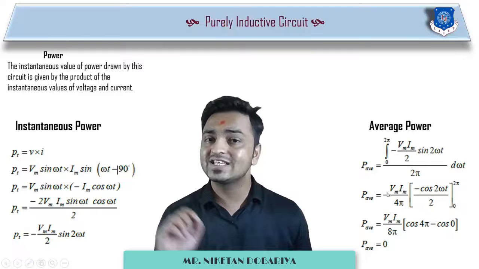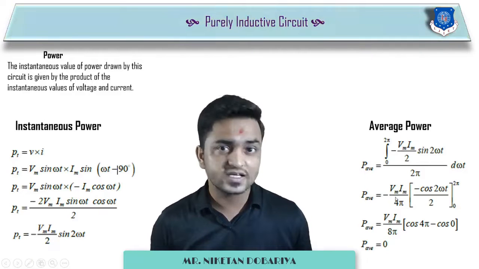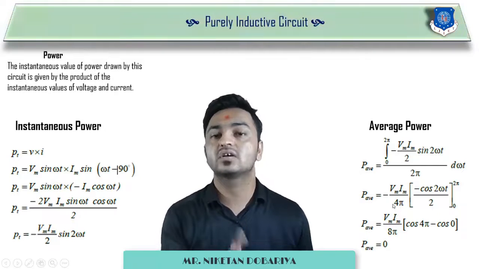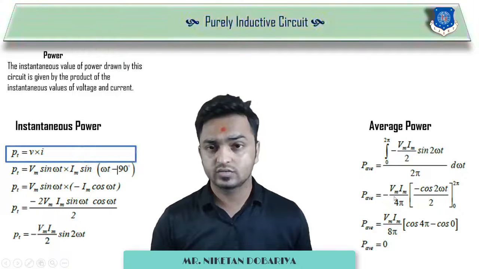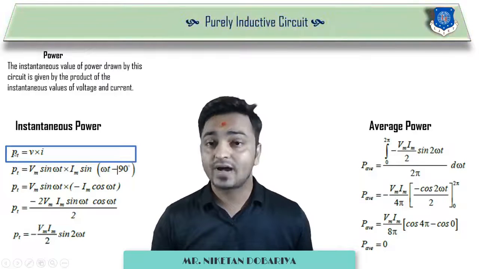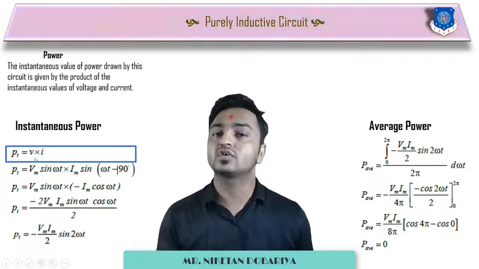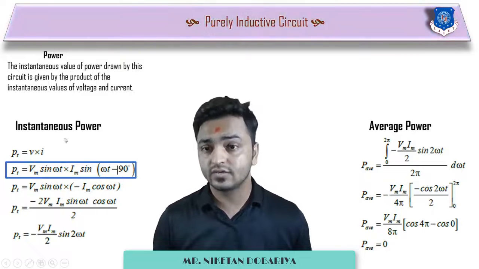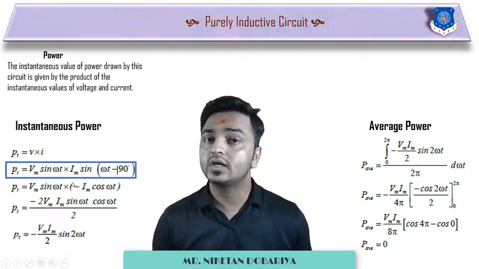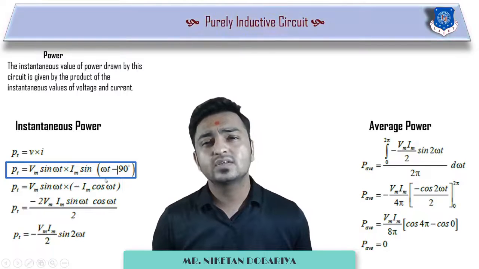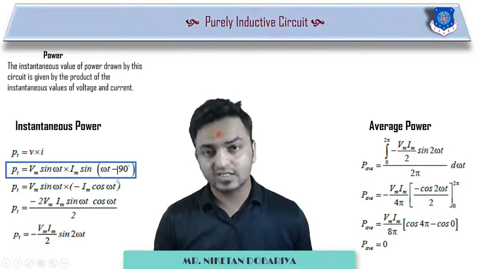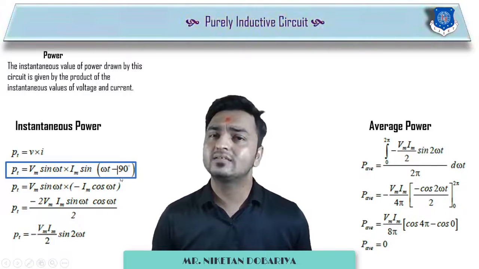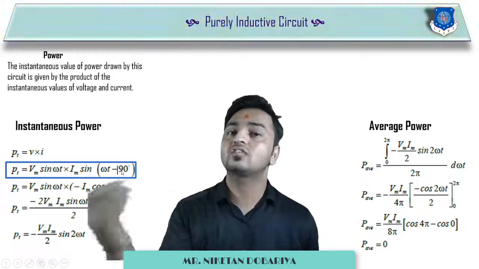Now let's derive the instantaneous power. And again, what is instantaneous power? It is the same thing: the multiplication of instantaneous voltage and instantaneous current. So let's find it out. Instantaneous power is equal to the multiplication of instantaneous voltage and instantaneous current, and the values for this purely inductive circuit are v equal to Vm sine omega t, and for current, i equal to Im sine omega t minus 90 degrees.